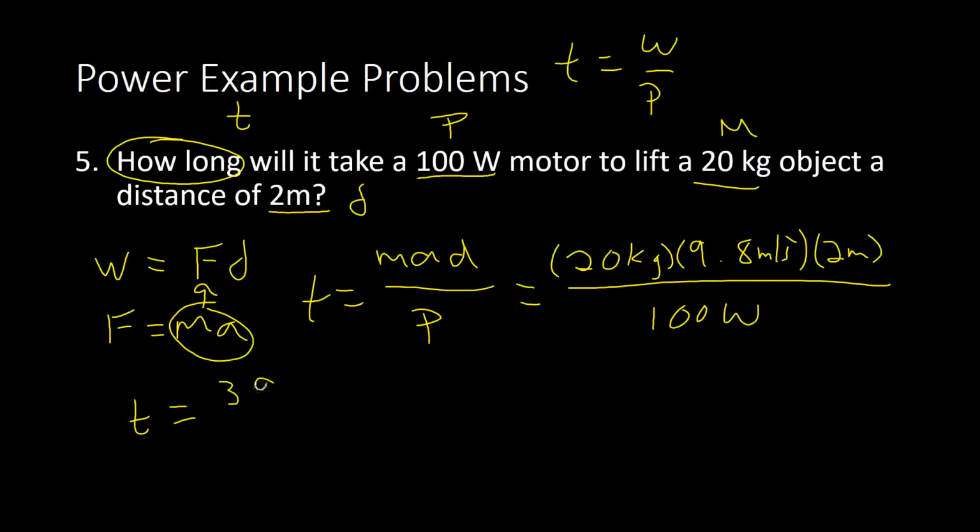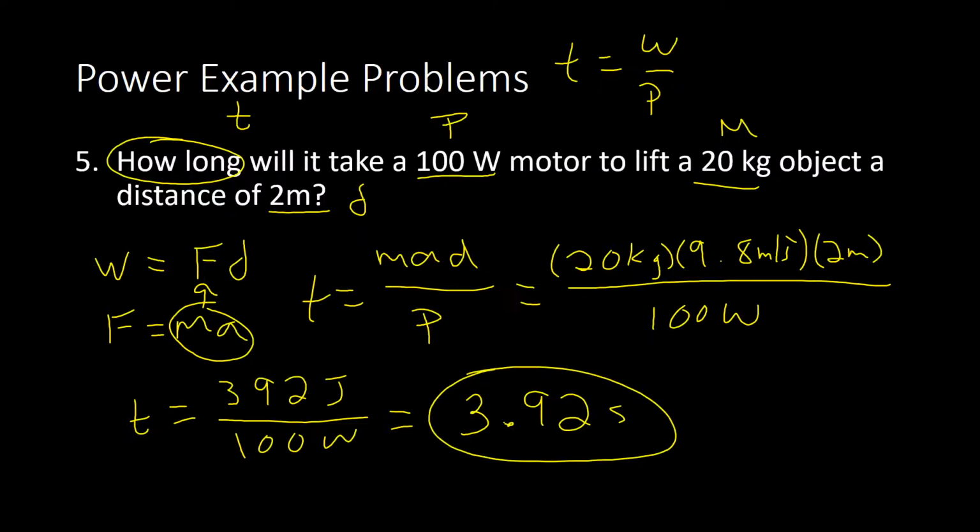So T equals, that's going to give me 392 joules over 100 watts. And so that's going to give me a time of 3.92 seconds. There's a decimal point there. So 3.92 seconds. So again, it's a more complicated problem, but once you actually know what to plug in where, it gets really straightforward. Okay, that's pretty much everything for power.